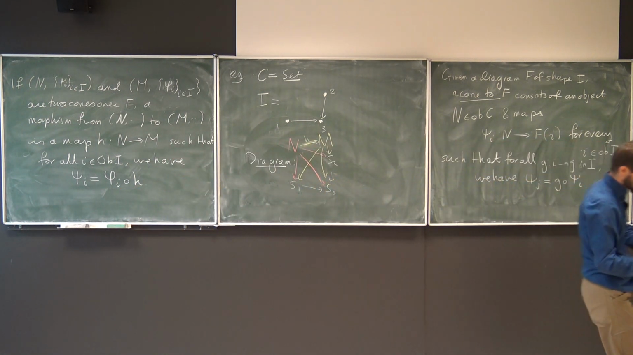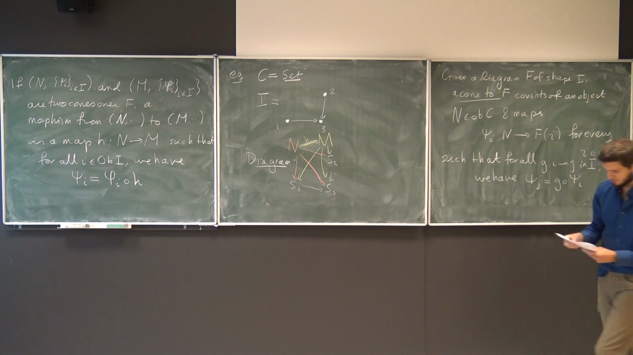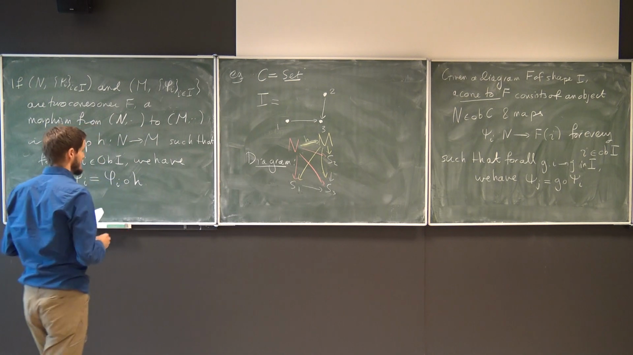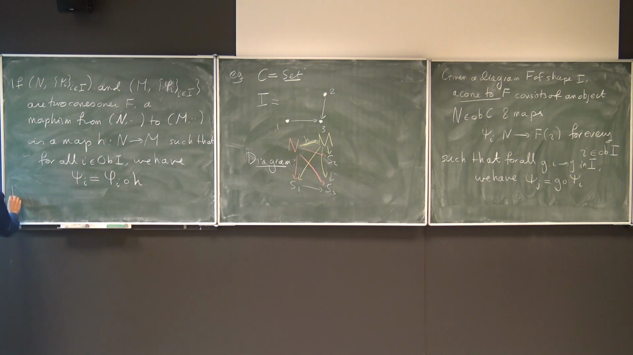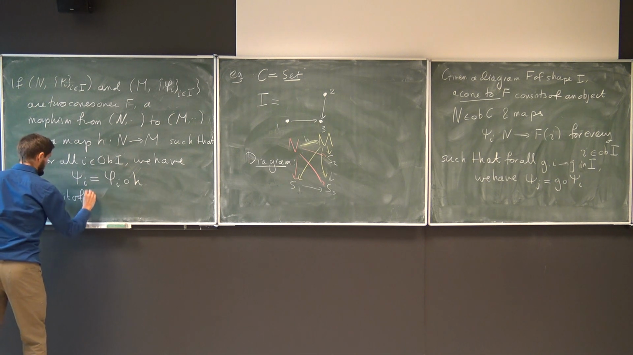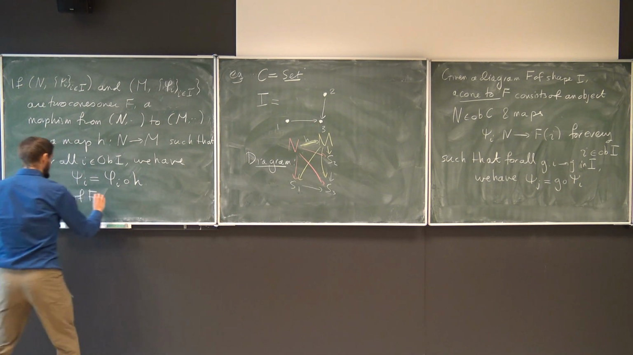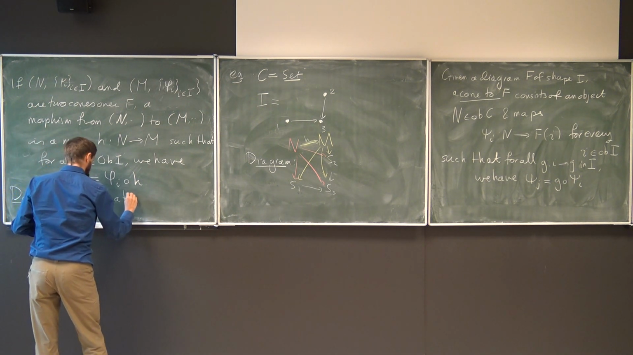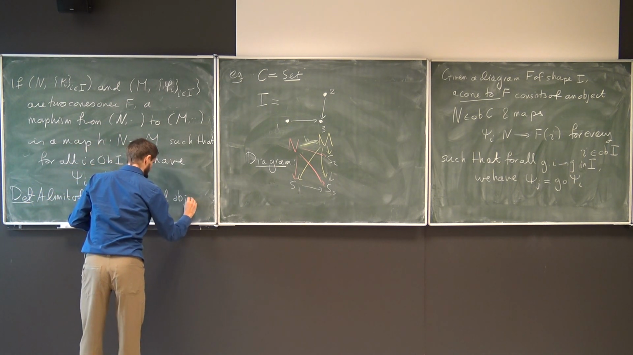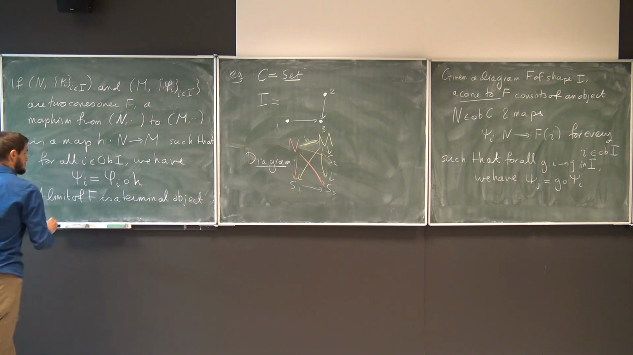Okay, so now we have ourselves the notion of a morphism of cones, and so this gives us a category of cones, and now we can define a limit. So, definition: a limit of f, remember that f is our diagram of shape I, is a terminal object in the category of cones to f.